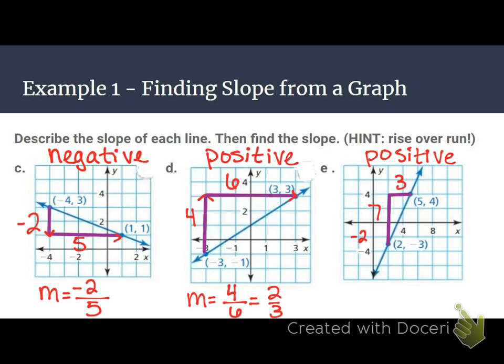Okay. This time, what is our M? 7 over 3. Do not change these into mixed numbers. If that's something that you did in another math class or in junior high or something, don't do it here. Leave it as an improper fraction.